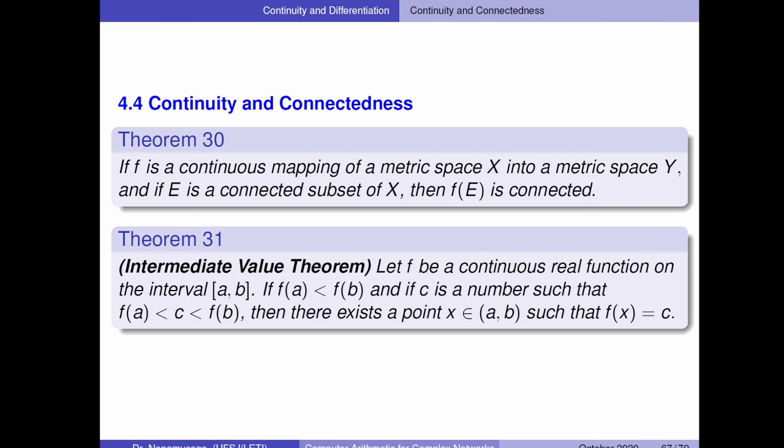Continuity and connectedness. The intermediate value theorem is perhaps quite important to see for a continuous function, what it states. If you have an interval [a, b], if f(a) is lower than f(b), and c is a number such that f(a) is lower than c is lower than f(b), then there exists a point x that belongs to this interval such that f(x) equals c.